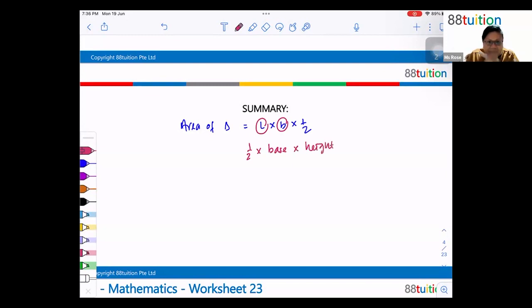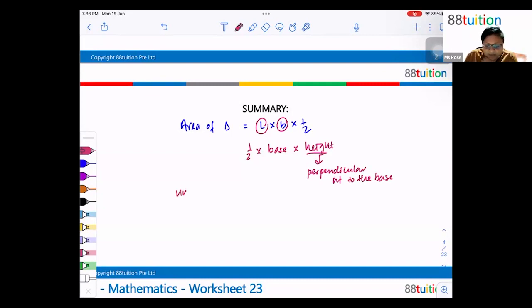Now, why is this more accurate? Because the height would be referring to the perpendicular height to the base. Okay, so it is more accurate to actually use half times base times height.